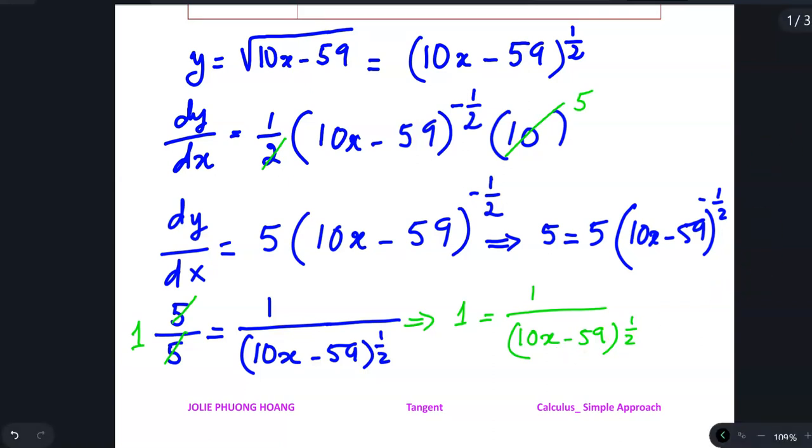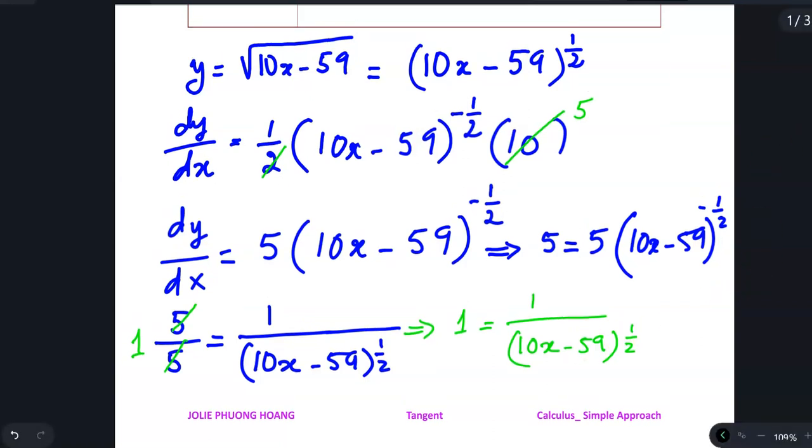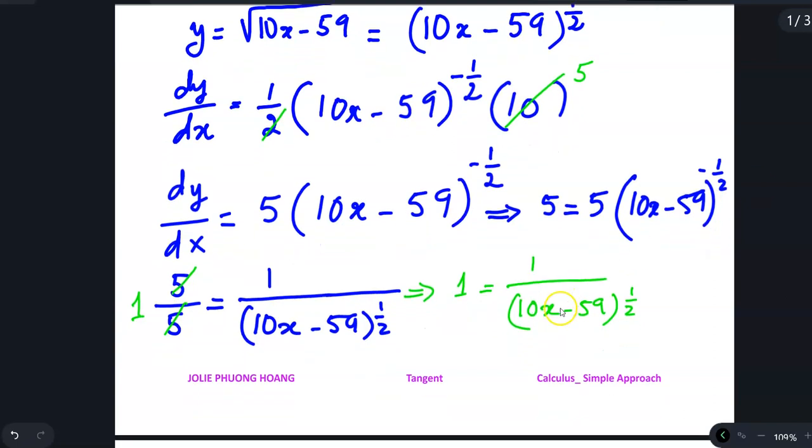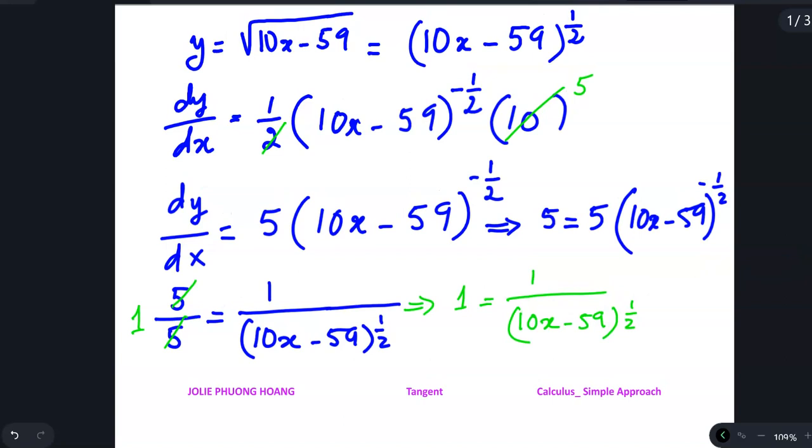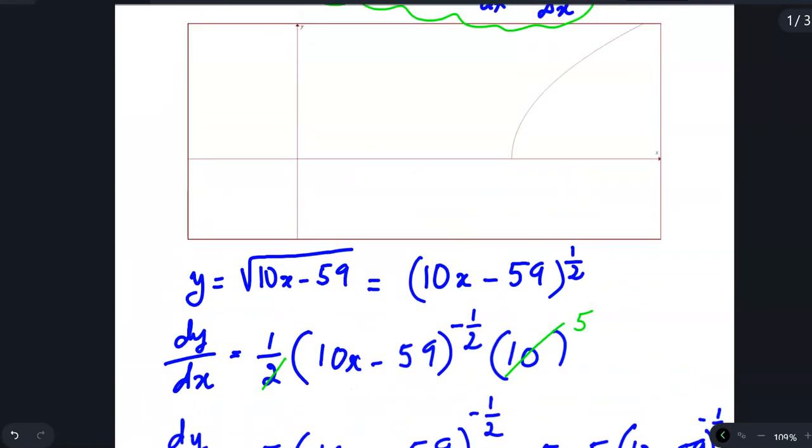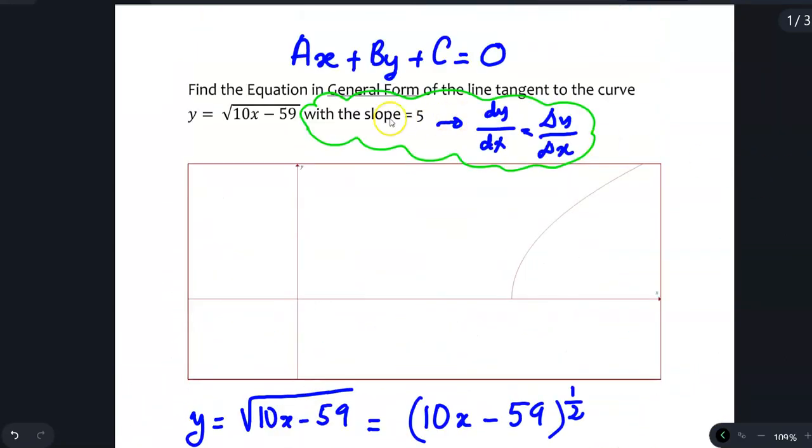Okay, so I solve for the unknown x. From the unknown x, I can find the equation of the line tangent to the curve. So for a line tangent to the curve, to find the equation of this line, what I need is, okay, so I'm going to review for everyone here. A line is a linear equation.